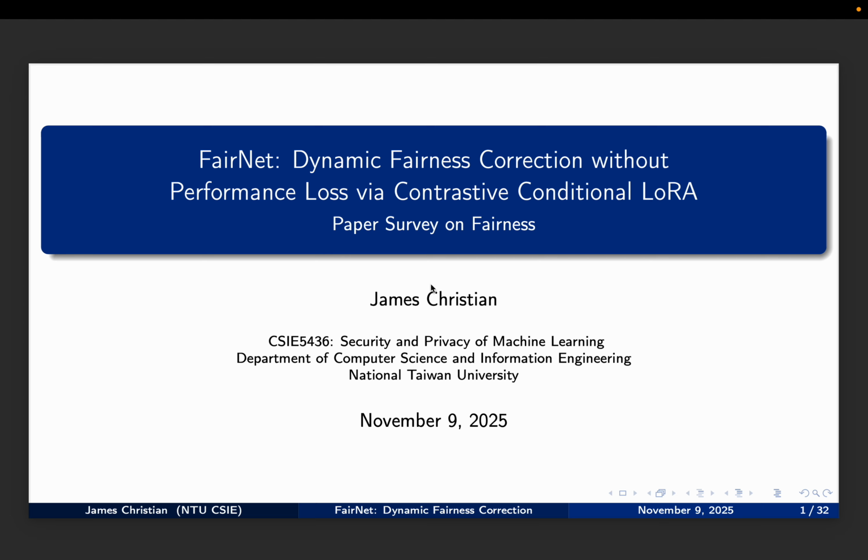Hello everyone, today I will present a paper survey on FairNet: dynamic fairness correction without performance loss via contrastive conditional LoRA. This is for the CSIE 4536 Security and Privacy of Machine Learning course at National Taiwan University.